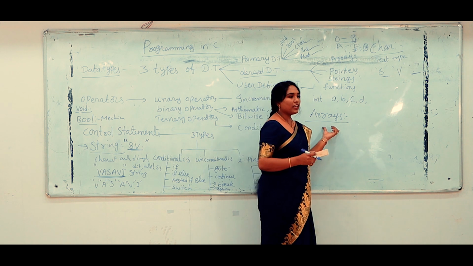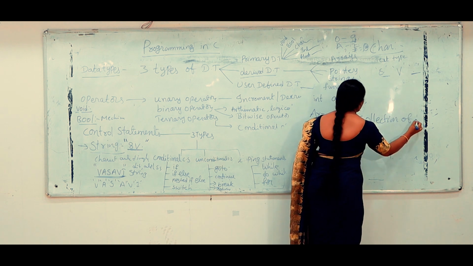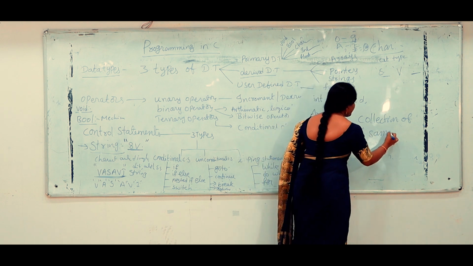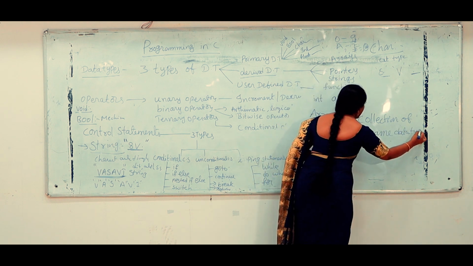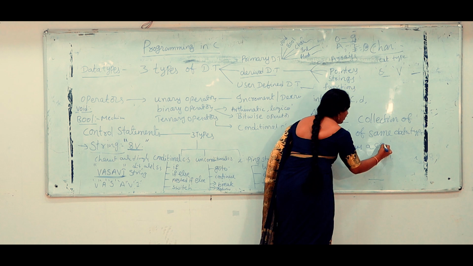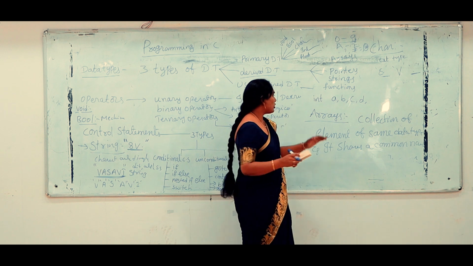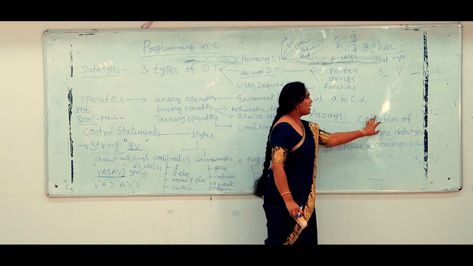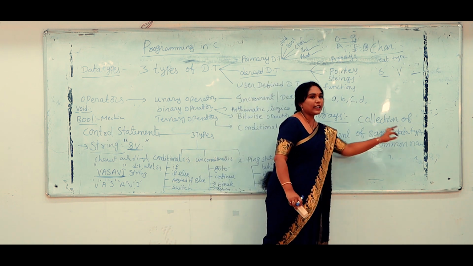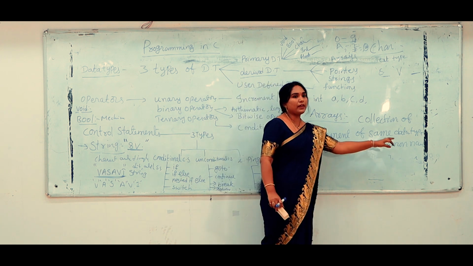Here, the array is nothing but a collection of elements of the same data type, and it shares a common name. First, listen carefully. What is the definition of the array? It is a collection of elements of the same data type, and it shares a common name.